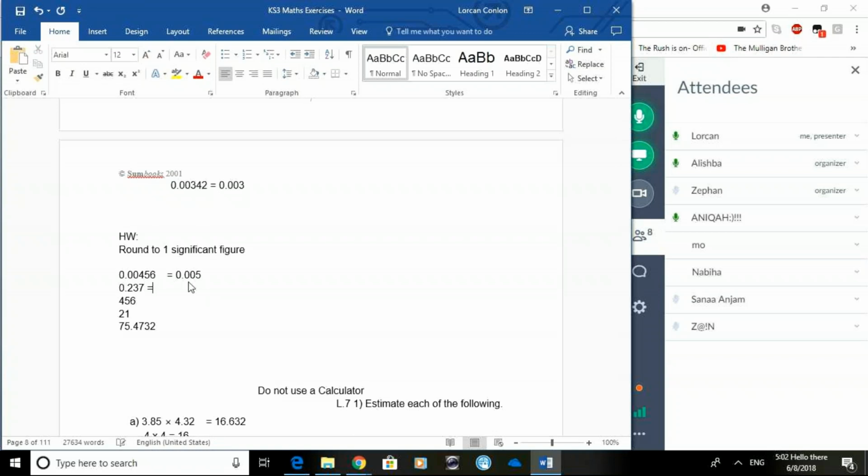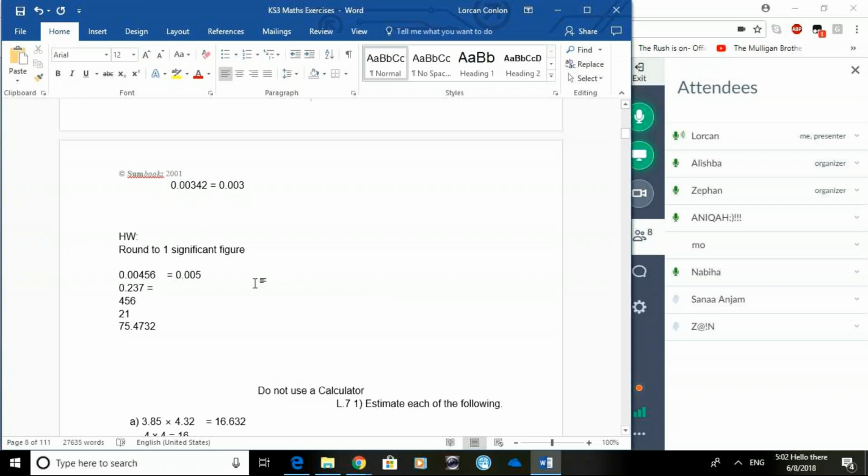Zephin, can you hear me? I know you've only just joined there. Yep. Good man. So, Zephin, did you get this done? Rounding this number to one significant figure? I wasn't in the last session. I just joined now. Ah, okay. So, Zephin, how much do you know about rounding to one significant figure? Yes, I know. You're familiar with it?